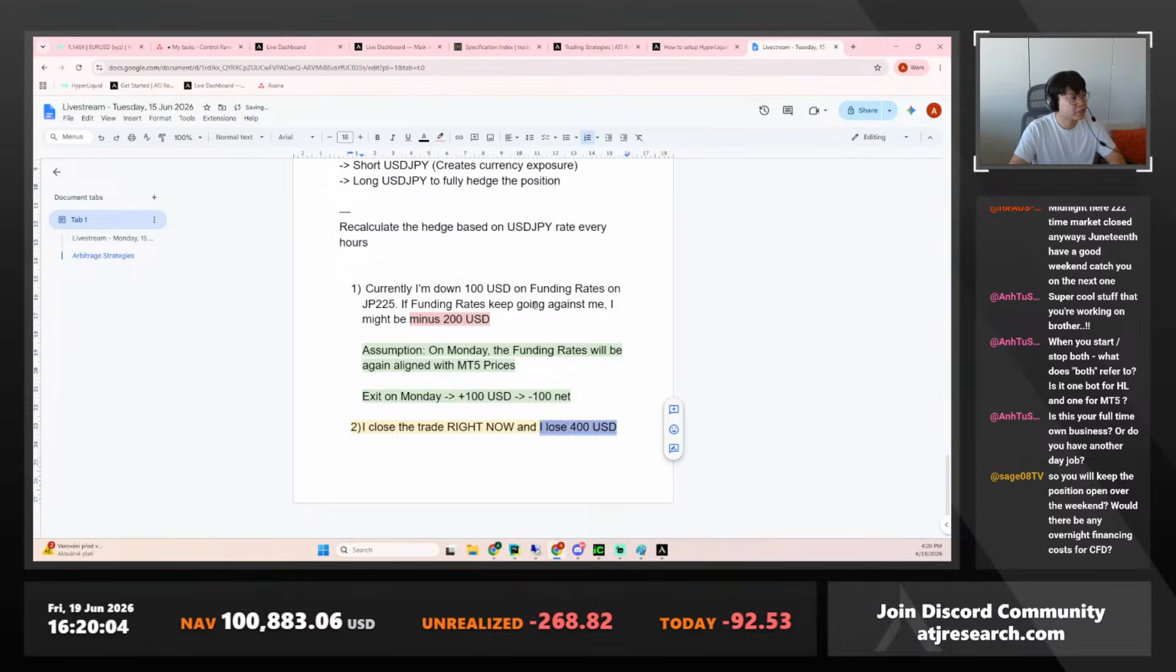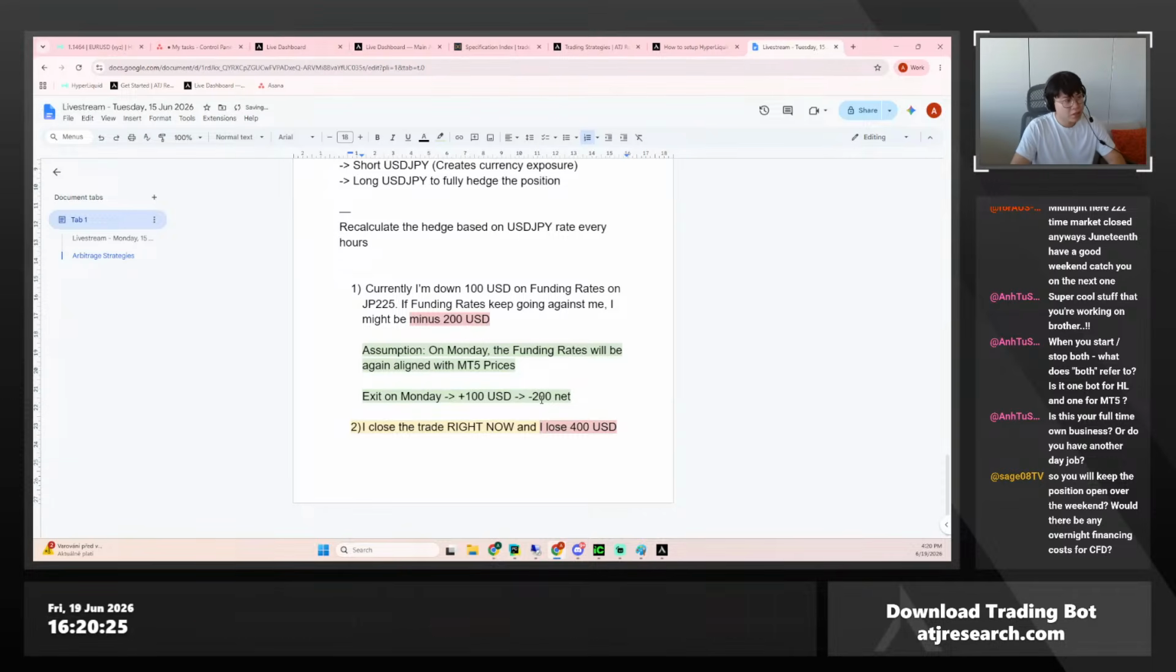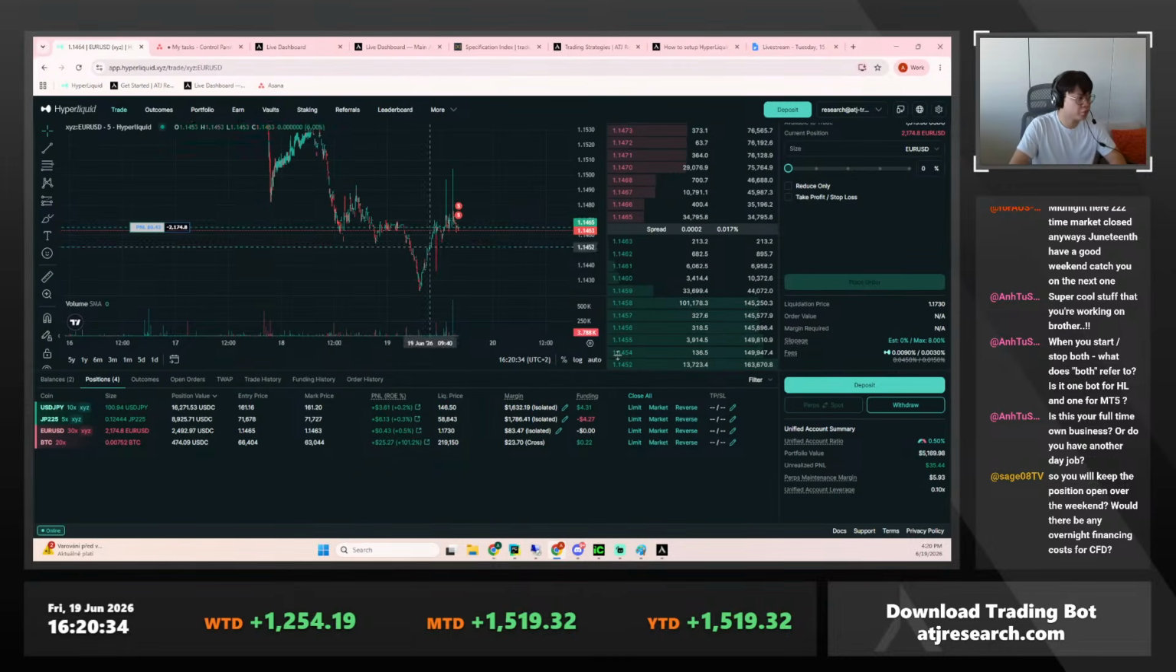So I think based on this example, I should wait till Monday, because on Monday, if my assumption is correct, I will be minus 100. If I close it now, I will be minus 400. But the problem is also the funding rates during the weekend, right? They can vary, but overall, in the long term, they should be like 0. So maybe the worst case is like 200. Like I said, this is the worst case. So if I wait till Monday, I lose 200 worst case. If I close it now, I'm minus 400. So I think it's worth it to wait, right?